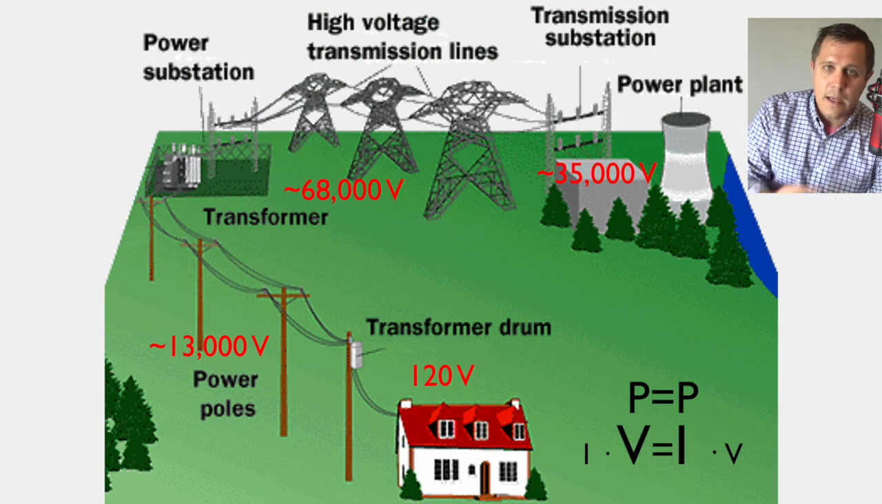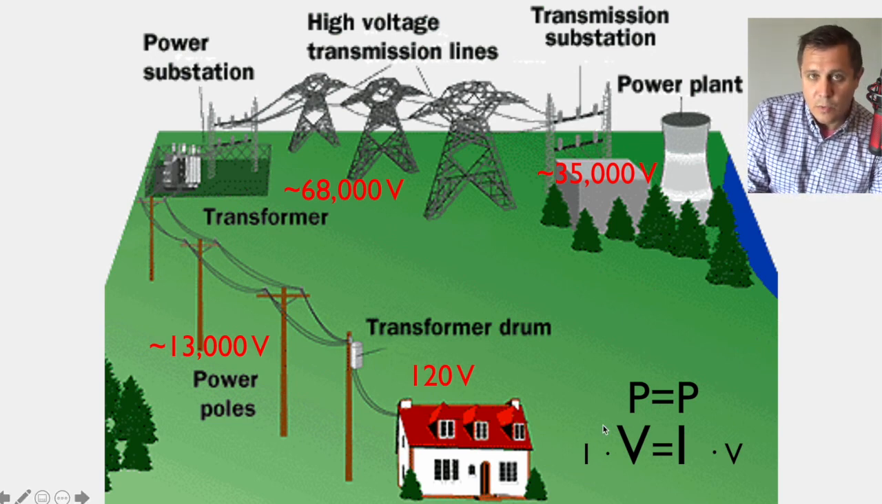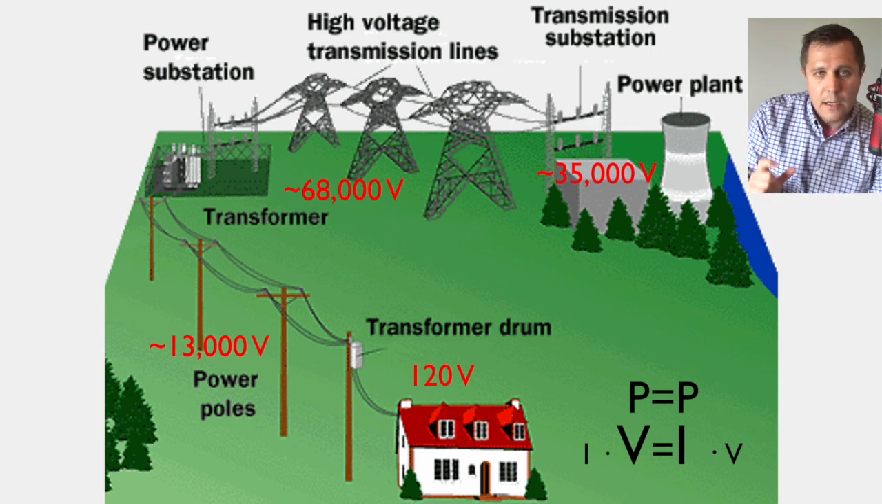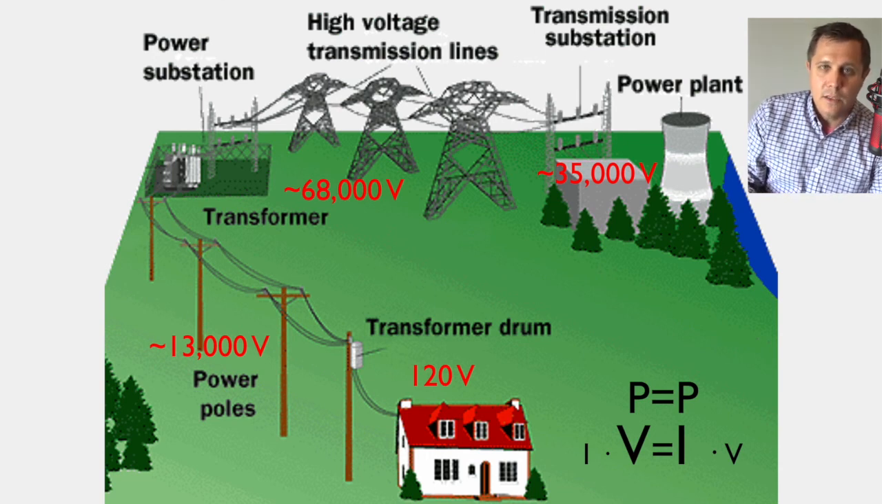Okay, so the current times voltage of the really high power lines will still be equal to the current times voltage inside our houses. It's just easier for that current to travel farther distances if it's a really small current and a high voltage. And then the opposite in our house, we don't mind having a high current because it's not going to go very far, and we want to have a much lower voltage so that we're safe.